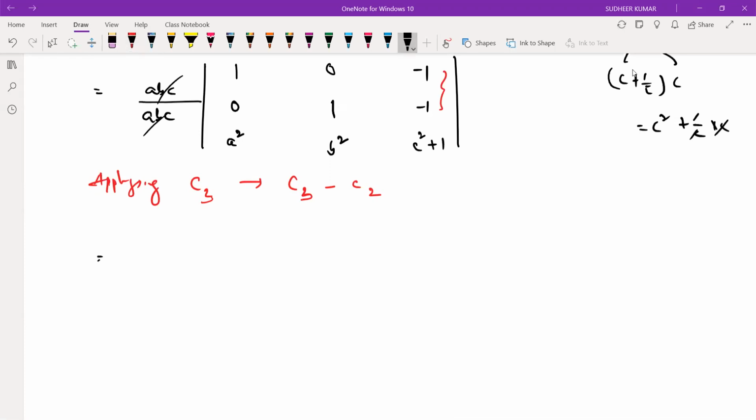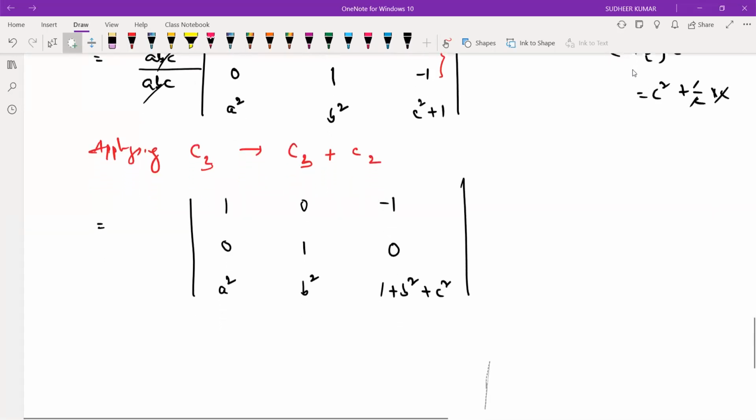Then we get this result: determinant of 1, 0, A square. This is 0, 1, B square. C3 is going to be changed. So minus 1, 0 minus 0 is minus 1, minus 1. So we should add. If we subtract, no use. If we add this, we can get it as 0. So minus 1 plus 0 is minus 1. Minus 1 plus 1 is 0. And then C square plus 1 plus B square, so 1 plus B square plus C square.